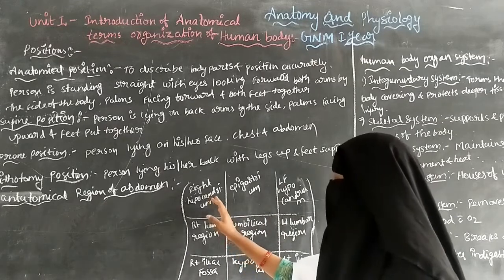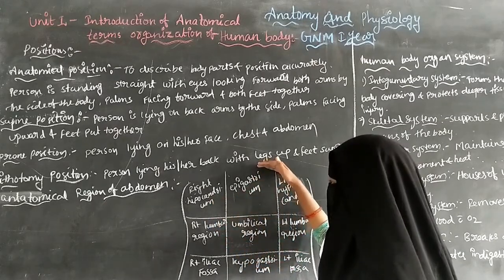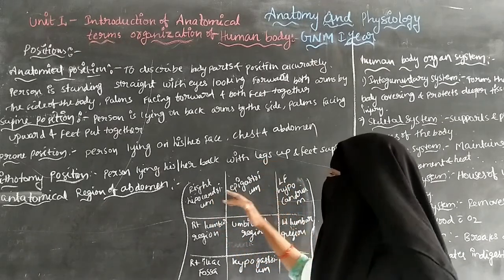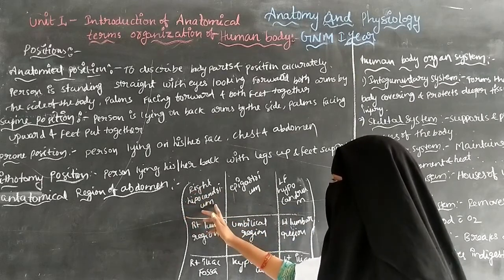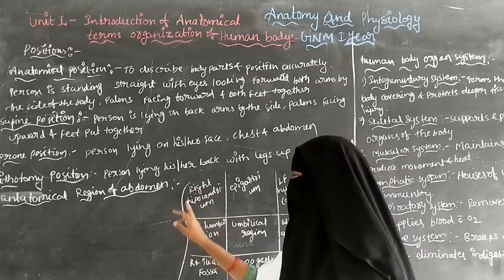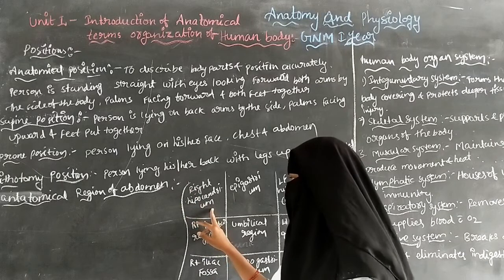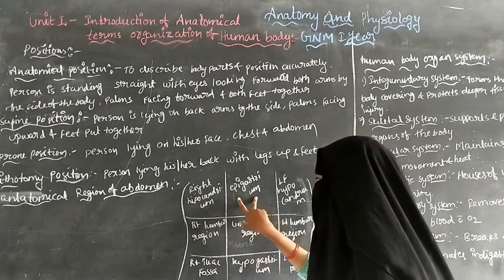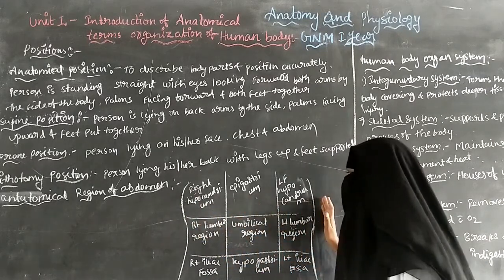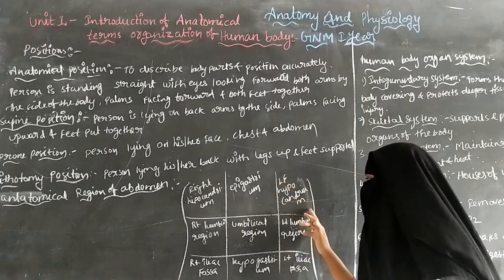So the 9 segments include, first, the upper part of the abdomen. There is the right hypochondrium, the right side of the abdomen, and the next one is the epigastrium, and the left part of the abdomen is the left hypochondrium.